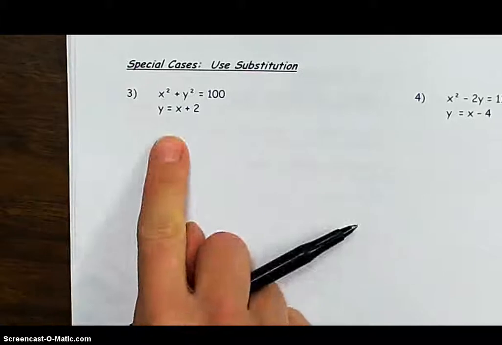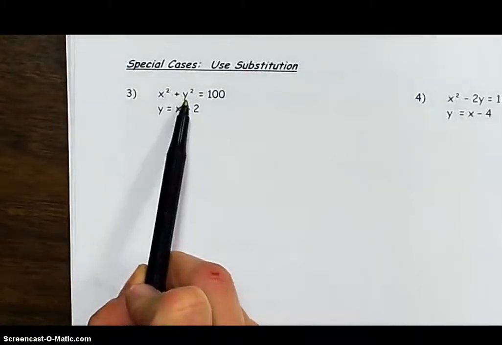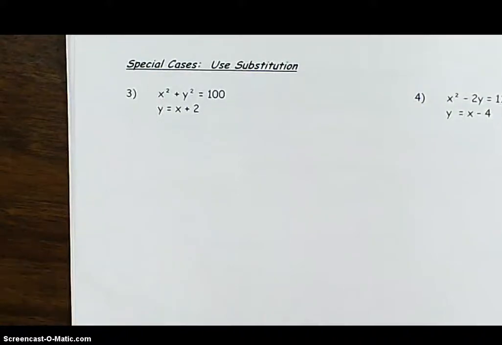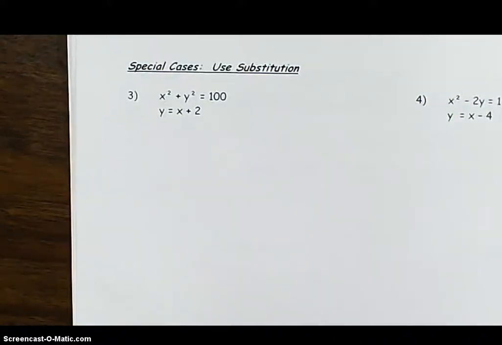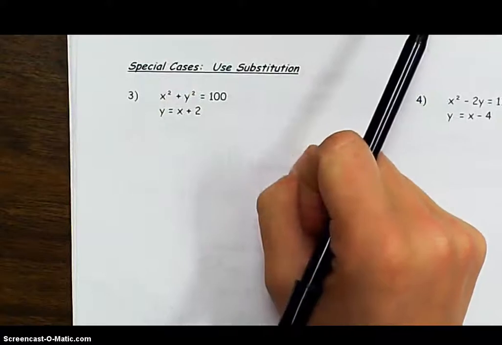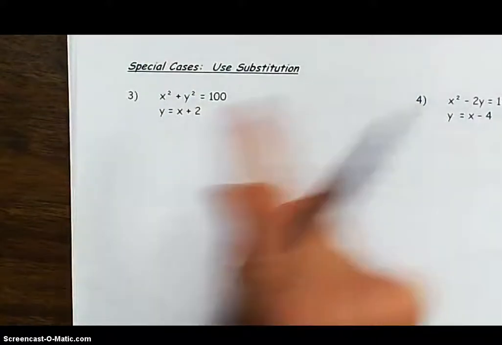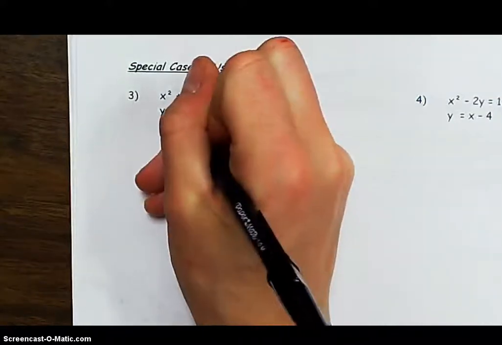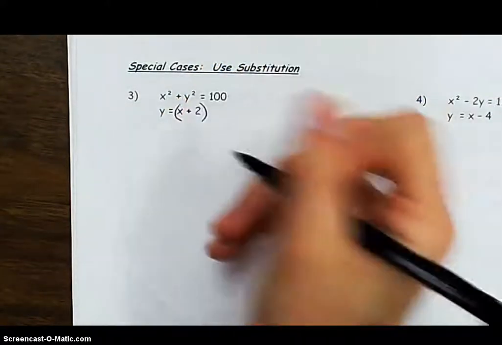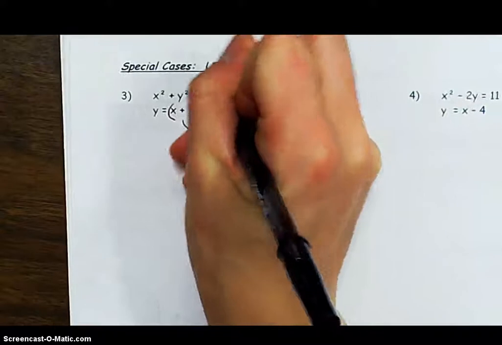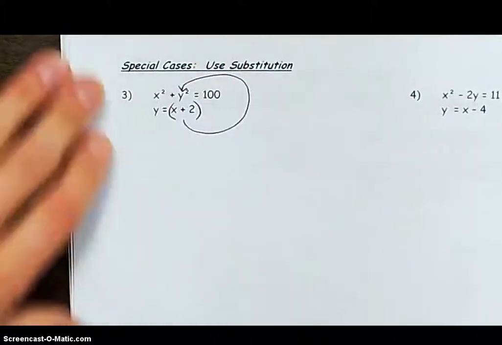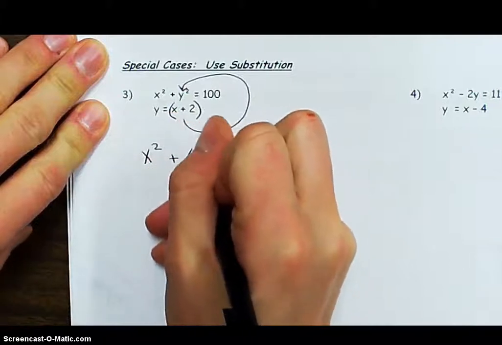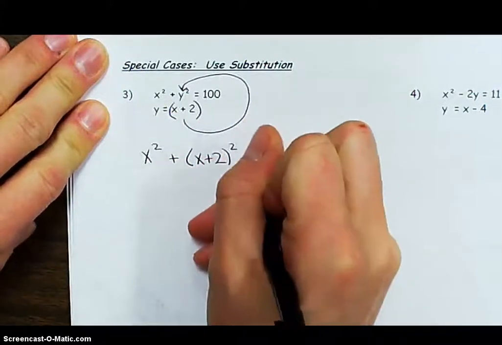All right, so question 3, we have x squared plus y squared equals 100. And then we have y equals x plus 2. So, since we have a system, it has x's and y's, but we can only solve for one at a time. So I can see that the second equation is already y equals. So I'm going to take parentheses, put them around it, and substitute it in for the y above. So this is going to give me x squared plus (x plus 2) squared equals 100.